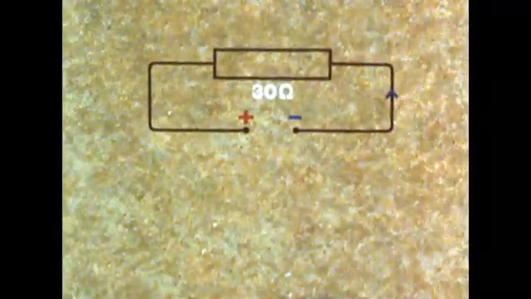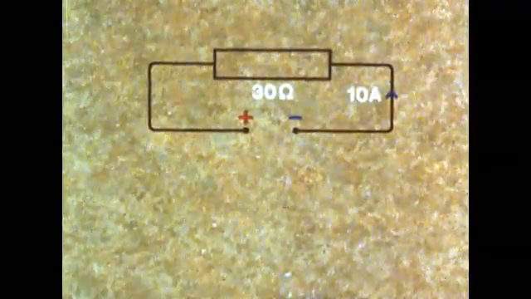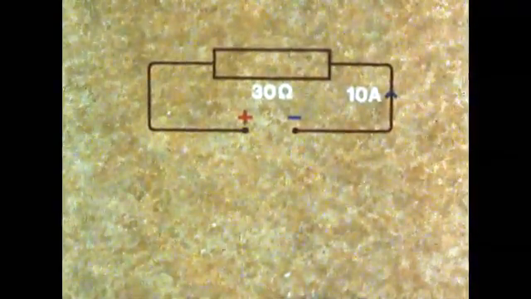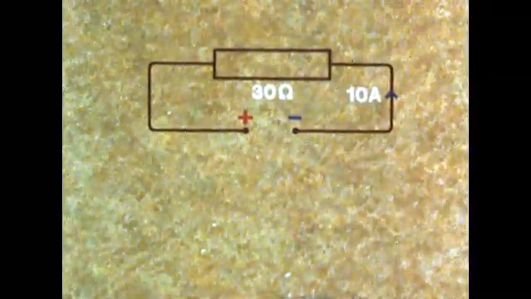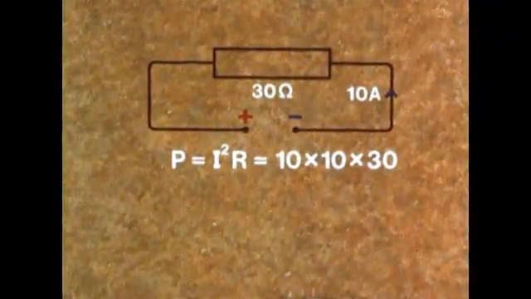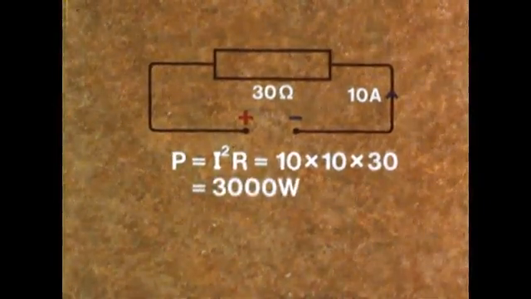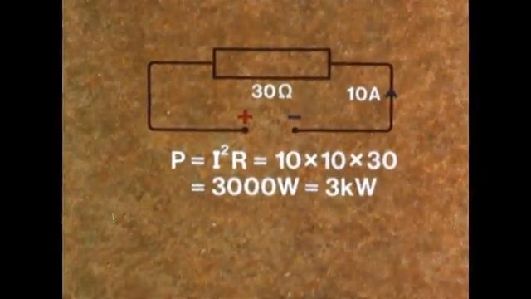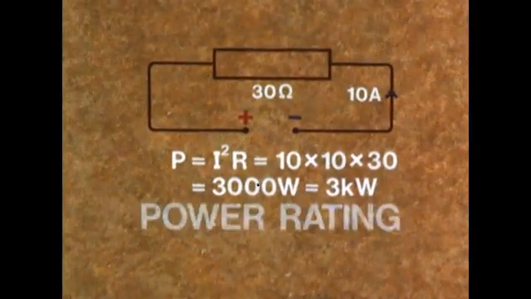And finally, consider a circuit with a resistor of 30 ohms, a heater say, and a current of 10 amps. What is the power taken by the heater? Well, P equals I squared R. So P equals 100 times 30, which equals 3,000 watts, 3 kilowatts. And this is called the power rating of the heater.